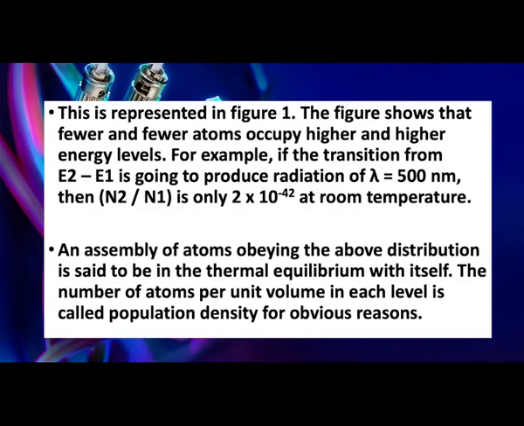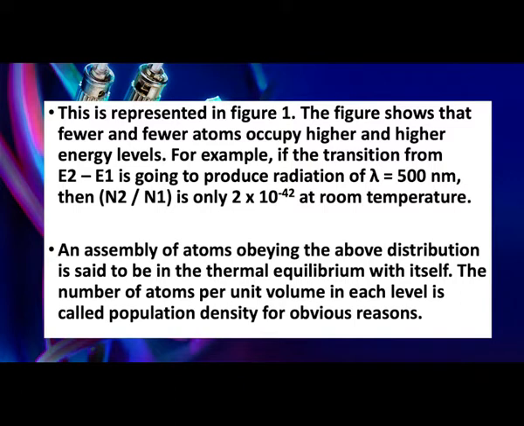Now, this particular figure represents that there will be very few atoms or molecules at a higher energy level. For example, in the case of radiation of 500 nanometer, if you put in all the numbers, energy, everything, in this N2 over N1, the number of atoms or molecules in the higher energy level relative to the lower energy level is 2 into 10 power minus 42 at room temperature, which is extremely small. An assembly of atoms or molecules or human people obeying the above distribution is called thermal equilibrium condition.